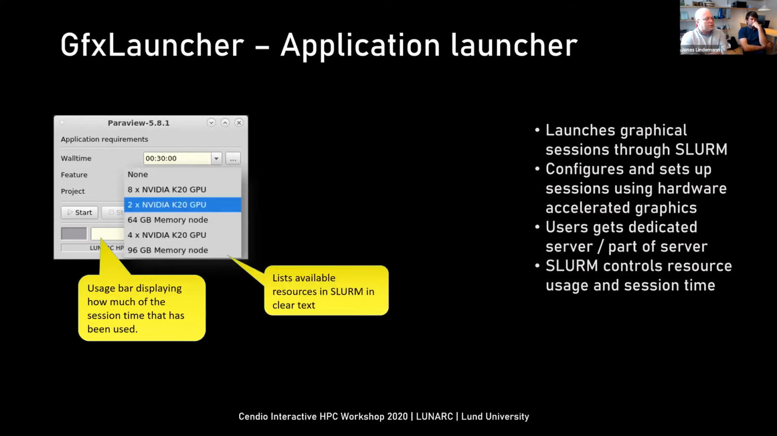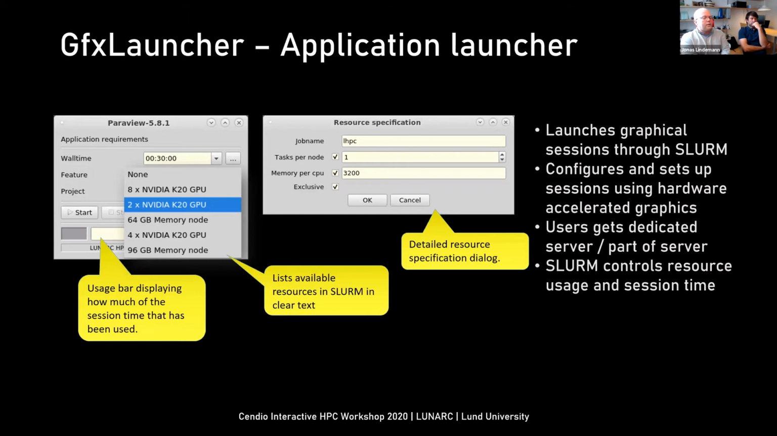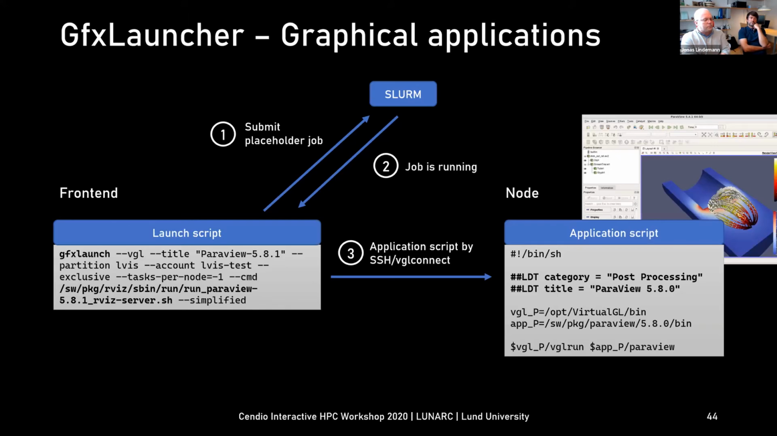And this is the user feature selection box, where you can translate the Slurm configuration for the nodes into easy-to-understand text for the resource selection. There's also a detailed resource specification here, so if you want some other, more detailed resource usage, you can specify that as well.